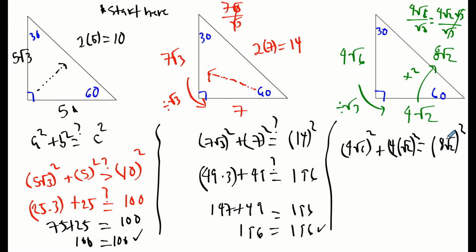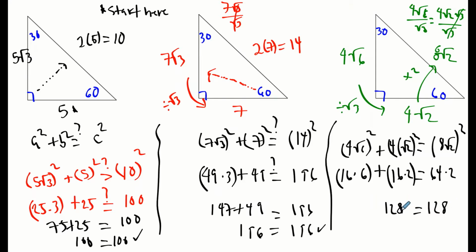Now let's go ahead and see if that works. So we have 4 squared, that'd be 16 times, well, this is a radical 6 squared, so times 6, plus, let's see, 4 squared is 16 times 2, and then here we have 8 squared, that's 64, and this is times 2. Throwing this into the calculator, we actually end up with 128 is equal to 128. So it does work, right? So that's good. Good stuff, you guys.